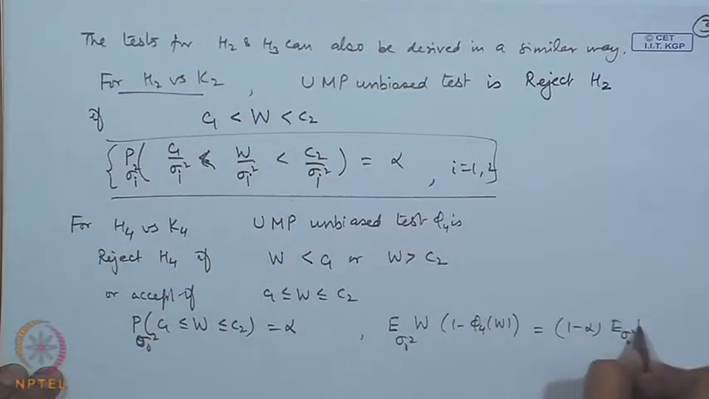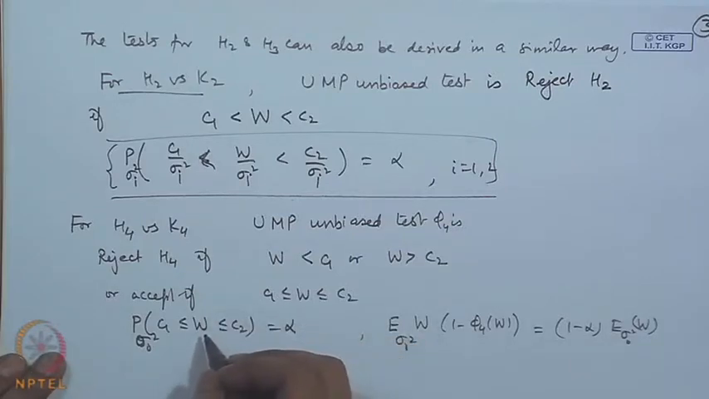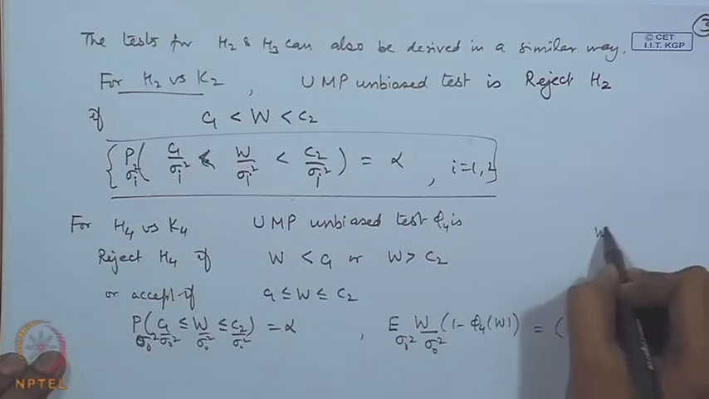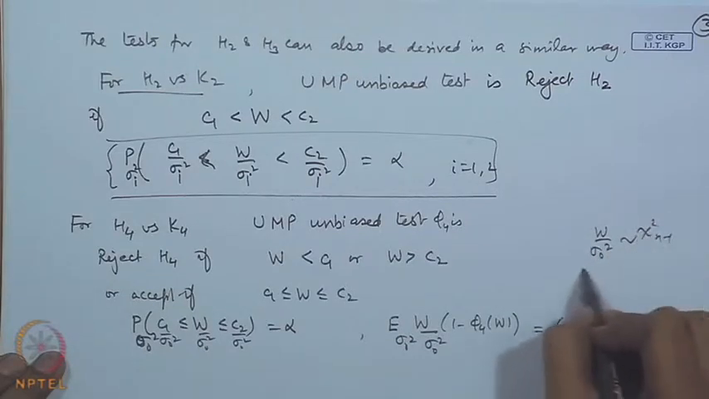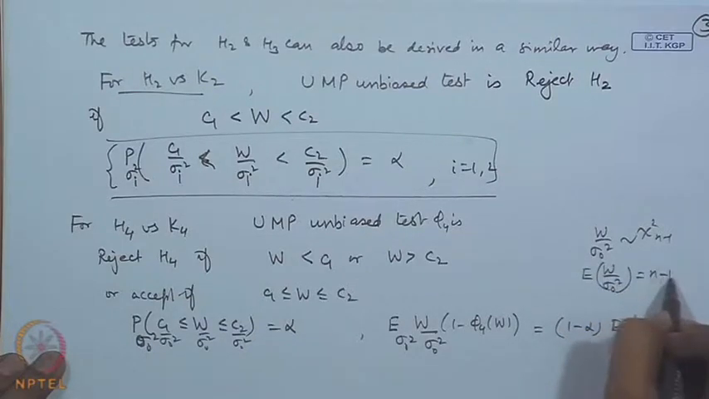expectation sigma naught square W. Now, in this W you consider the division by sigma naught square. So, for example, here this will become sigma naught square, this becomes sigma naught square, this becomes sigma naught square. So, here also you consider division. So, W by sigma naught square follows chi square n minus 1. So, expectation of W by sigma naught square is equal to n minus 1.